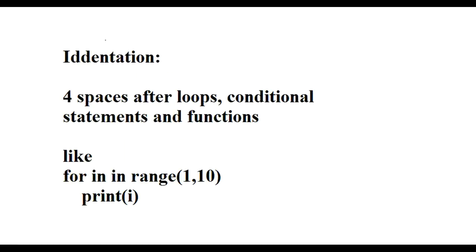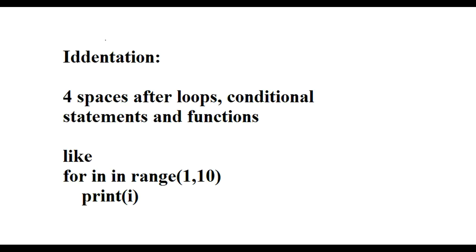What is indentation? Four spaces after loops, conditional statements, and functions. You will see this. You have already seen this, that I use four spaces after the start of every loop, the start of a conditional statement, and after defining a function. Like here you can see for in range of 1 to 10, and I have indented the print function inside the for loop by giving four white spaces.